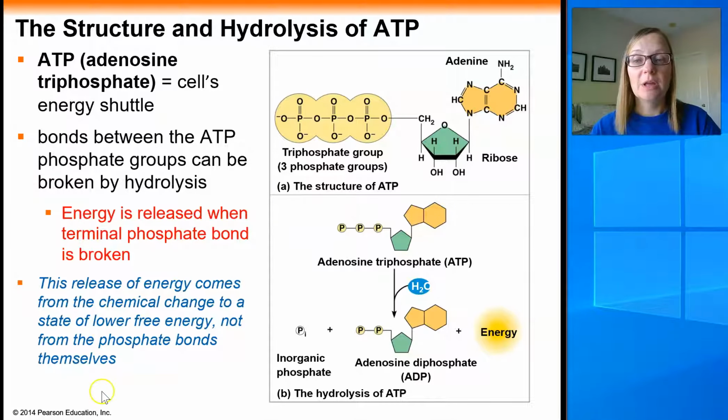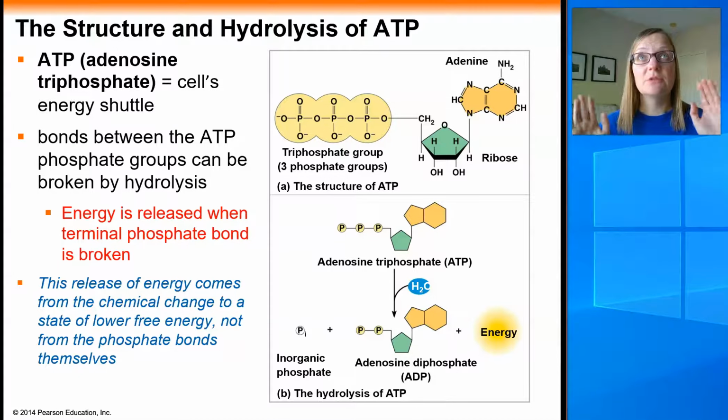Right, so a couple of points to reiterate here that are really important. Energy is released when the terminal phosphate bond is broken, so this phosphate bond here. And this release of energy comes from the chemical change to a state of lower free energy and not from the phosphate bonds themselves. So there's nothing special about these covalent bonds that hold the triphosphate tail together. The energy release really comes from this increase in stability of the molecule.